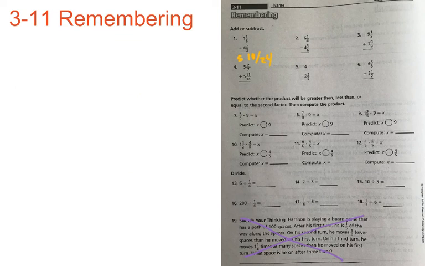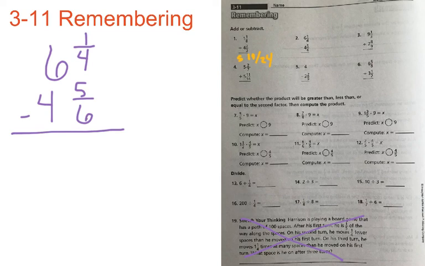Let's go ahead now and look at the subtraction problem, and number 2 is a subtraction problem. In that one we have 6 and 1/4, and from that we are subtracting 4 and 5/6. Again, we need to have a common denominator, and 4 is not a factor of 6 when we look at our denominators, but both of them go into 12, and 4 times 3 is equal to 12.